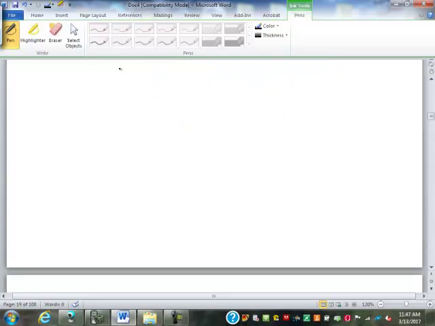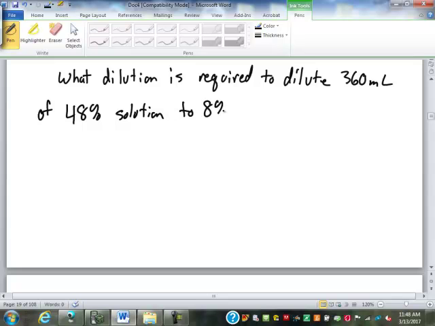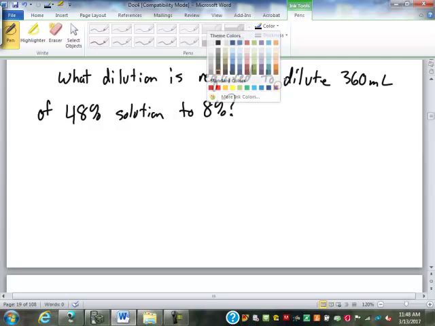So let's take a look at another way of looking at that. Let's say what dilution is required to dilute 360 milliliters of 48% solution to 8%. So here we're looking at what dilution needs to be performed.